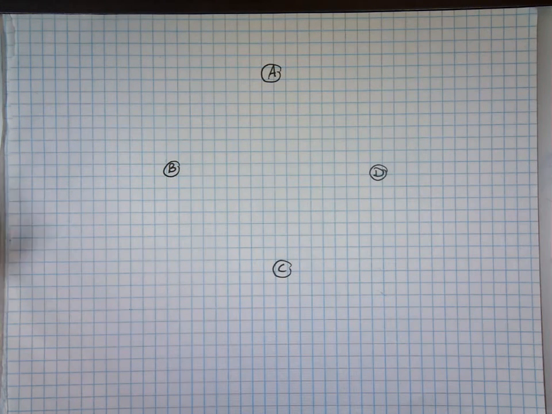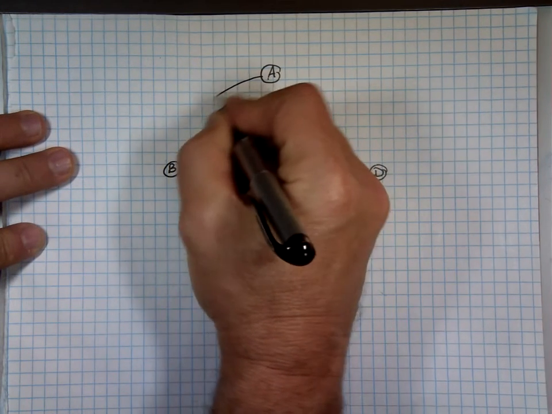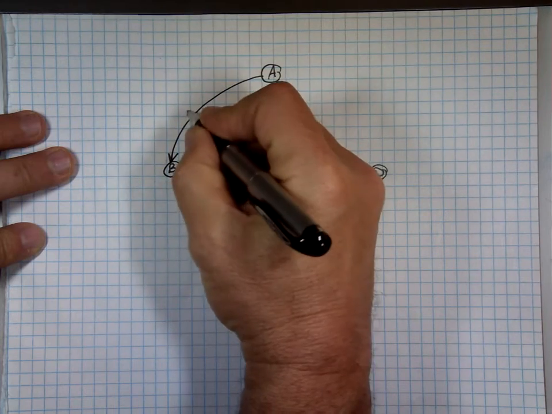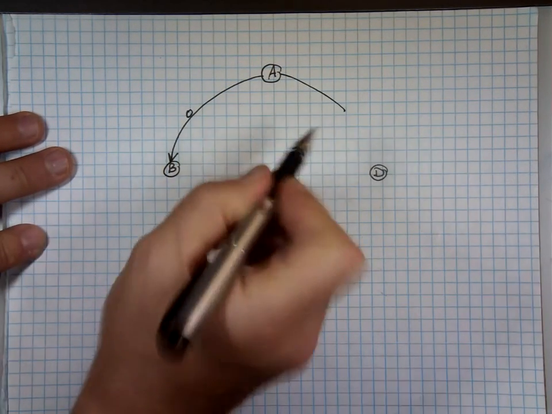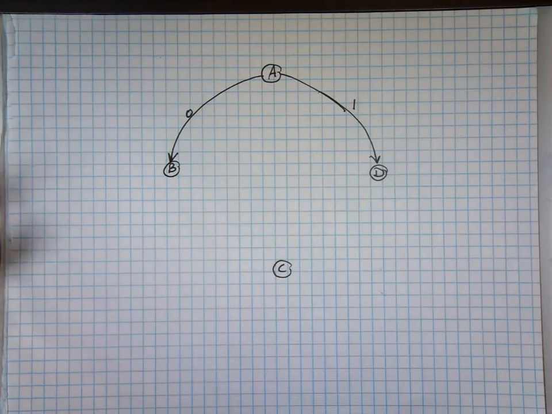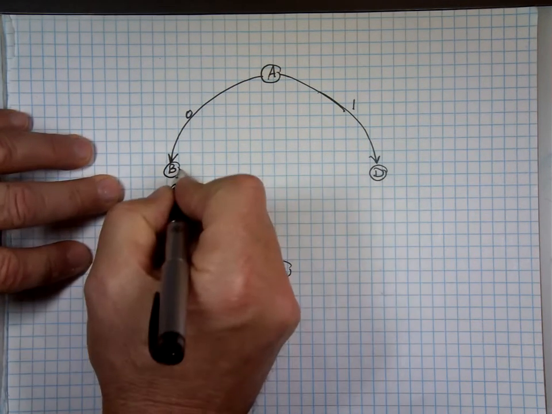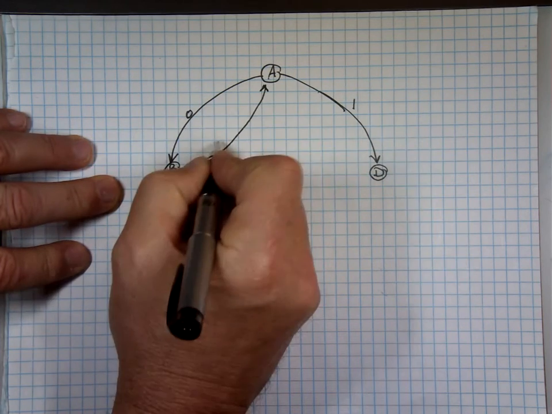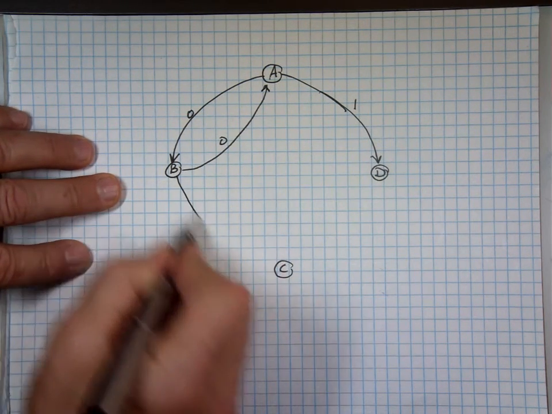If I'm at state A and my input is 0, I go to state B. But if it's 1, I'm going to go to state D. If I am at B and my input is 0, I go back to A. But if it's 1, I'm going to go to C.